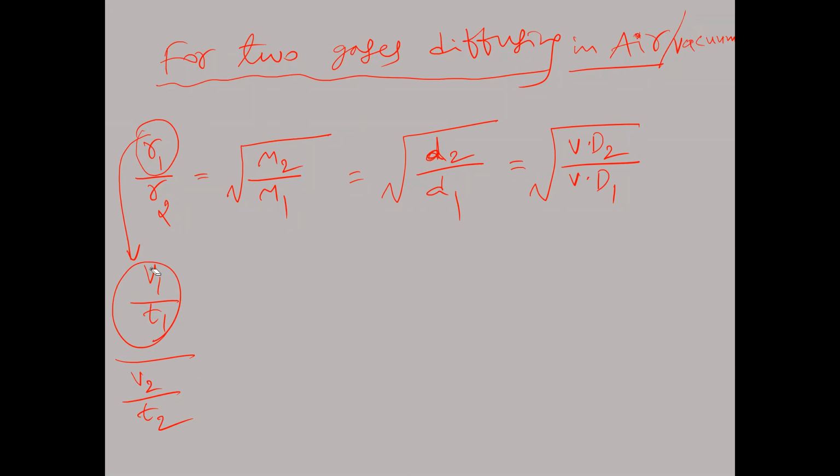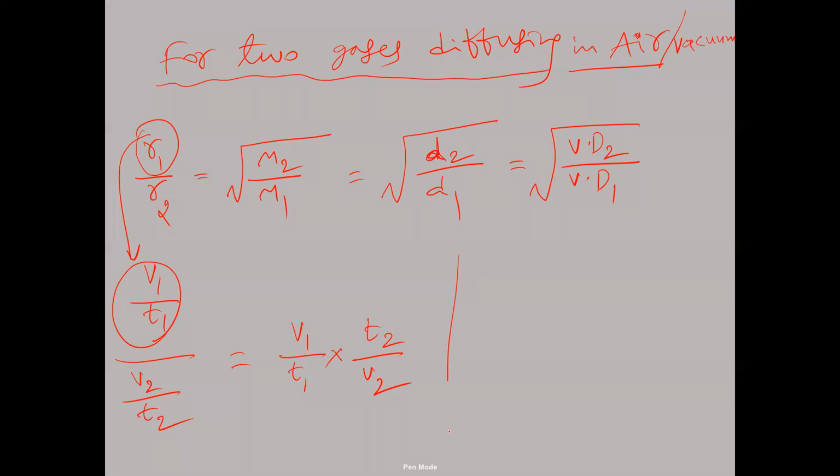In place of R1 we have written V1 by T1, and in place of R2, V2 by T2. That equals V1 by T1 into T2 by V2. So R1 by R2 can be written as V1 T2 by T1 V2. The same thing we can take.